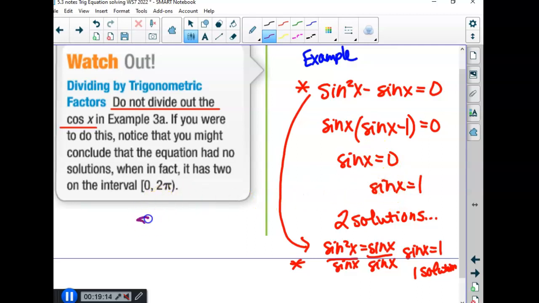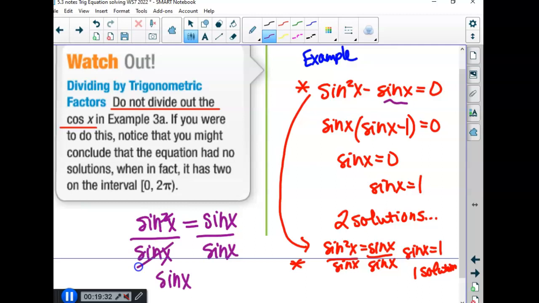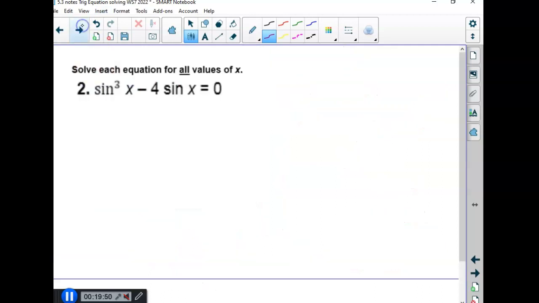What students sometimes try to do is move this sine, add it over to the other side, and then divide a sine off of each side. What would happen there? Over here, you would just have sine x equals 1. Okay, is that the same number of solutions? No. So it says, watch out, do not divide by trig functions, because you will lose some of the solutions.